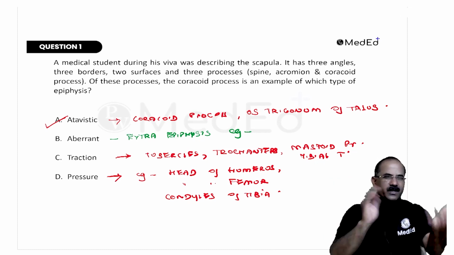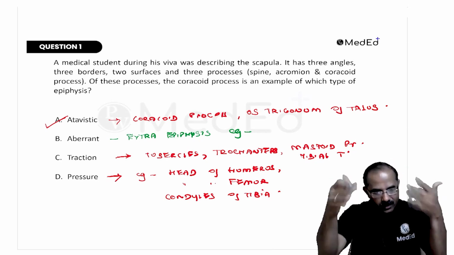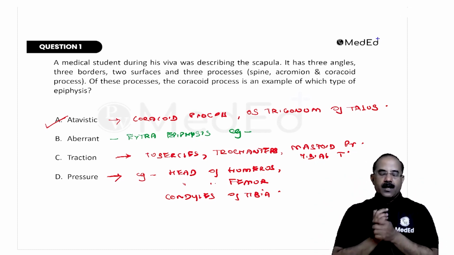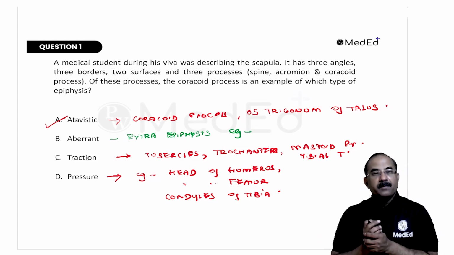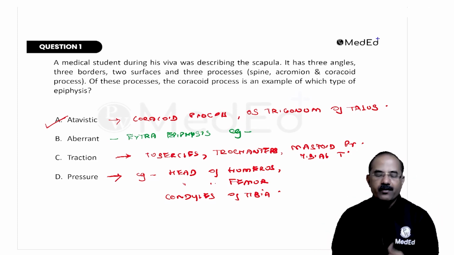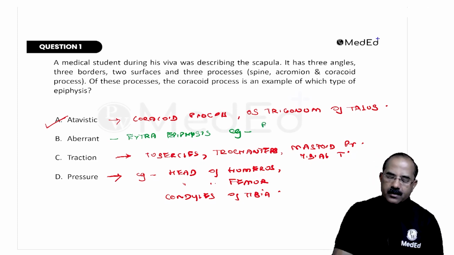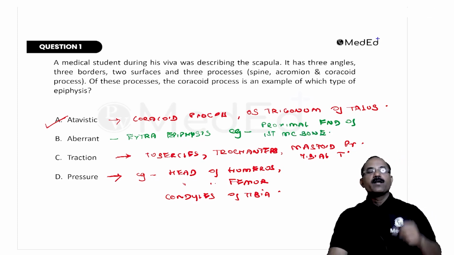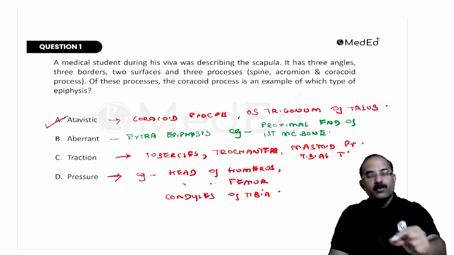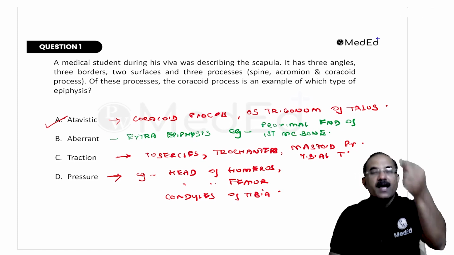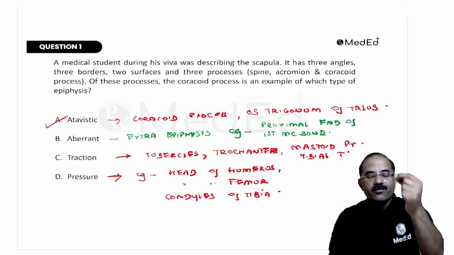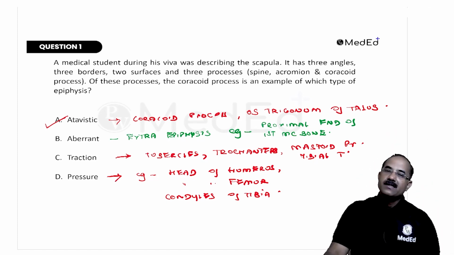Come on, be interactive. The more interactive you are, the more I can tell you. Okay, tell me the example of an extra epiphysis, aberrant epiphysis. It's the proximal end of the first metacarpal bone. At the proximal end of the first metacarpal bone there's an additional epiphysis, and we call this aberrant epiphysis. Perfect? Is this clear to all of you?